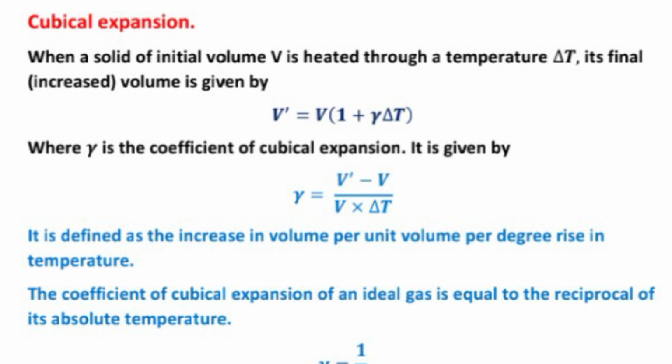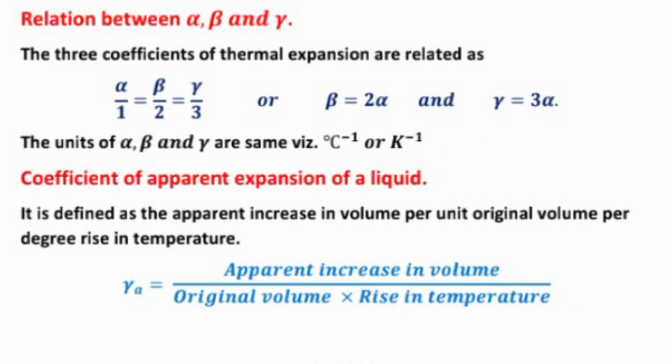The coefficient of cubical expansion of an ideal gas is equal to the reciprocal of its absolute temperature, gamma equal to 1 upon T. Relation between alpha, beta and gamma. The three coefficients of thermal expansion are related as alpha upon 1 equal to beta upon 2 equal to gamma upon 3. Then beta equal to 2 alpha and gamma equal to 3 alpha. The units of alpha, beta and gamma are same and it is per degree centigrade.